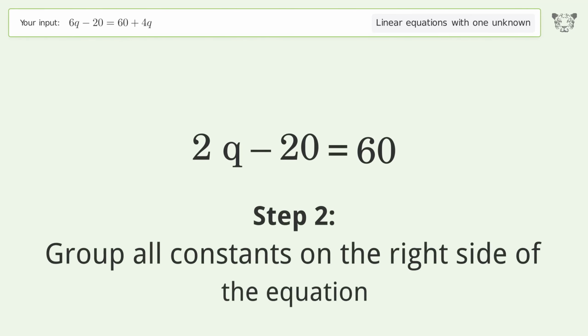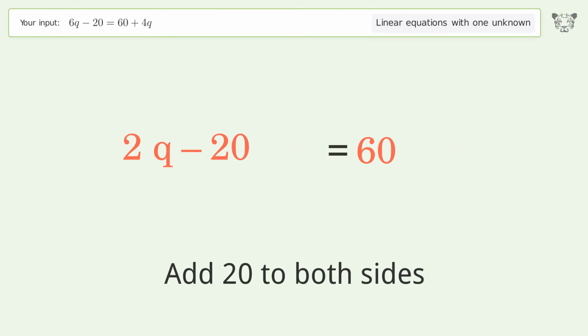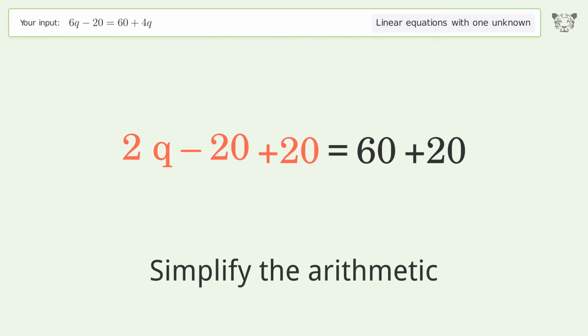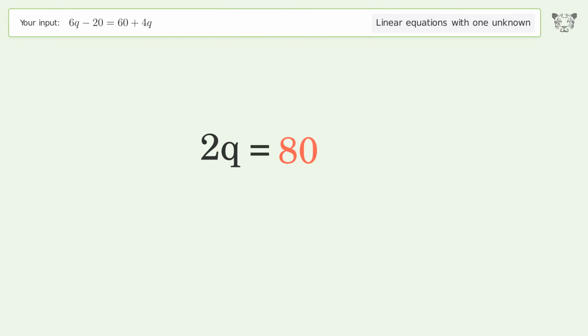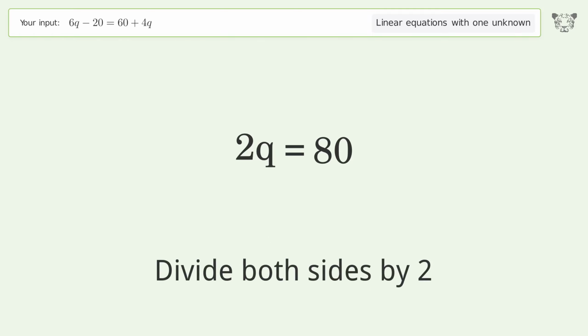Group all constants on the right side of the equation. Add 20 to both sides. Simplify the arithmetic. Isolate the q. Divide both sides by 2.